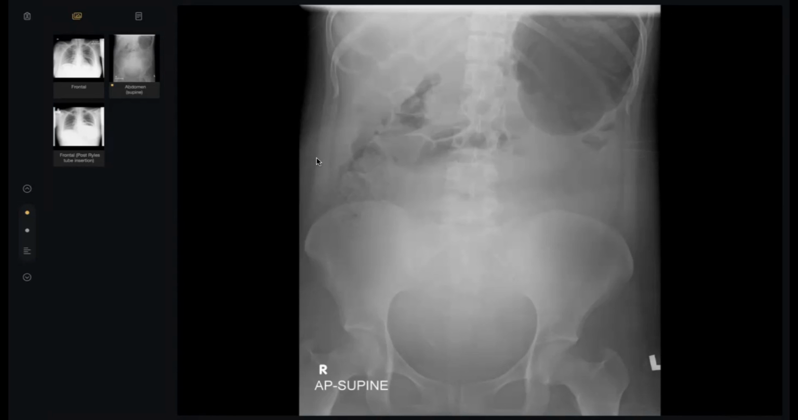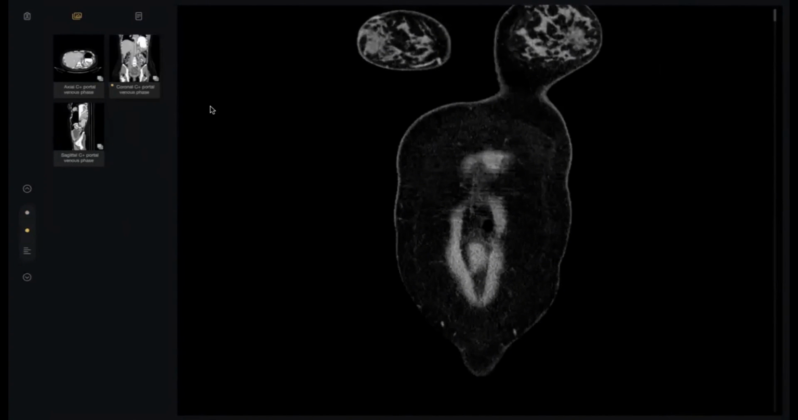There are no air foci along the wall to suggest pneumatosis in case of gastric torsion and ischemia. What is your next step? Okay, I will ask for cross-sectional imaging, a CT scan of the lower chest and abdomen.